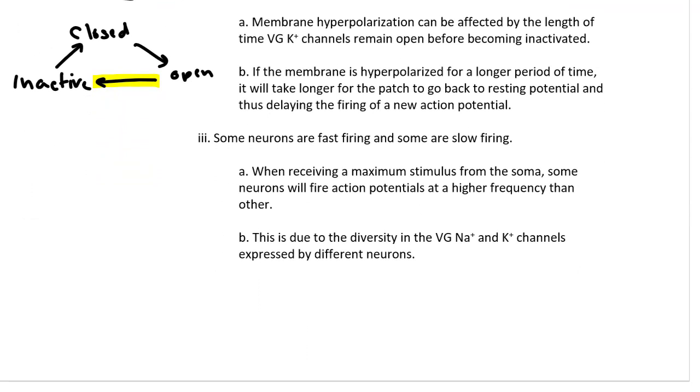So some neurons are fast firing, some are slow firing. When receiving a maximum stimulus from the soma, some neurons will fire action potentials at a higher frequency than others. This is due to the diversity in the voltage-gated sodium and potassium channels expressed by different neurons. Again, different neurons will express a different set of voltage-gated sodium and potassium channels, and that leads to some of them being slow firing and some of them being fast firing.